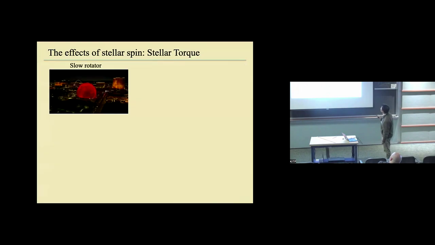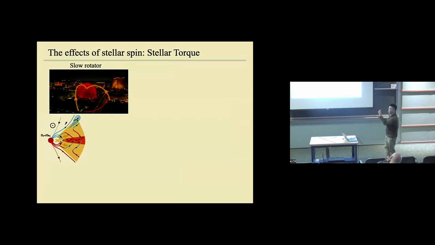Okay. So finally, talking about the stellar torque. I used the Las Vegas sphere to demonstrate this idea. Imagine this is a central star, and this is an accretion disk around the central star. For a slow rotator, the star does not rotate, the disk rotates. Imagine you have a magnetic field line connecting the star and the disk. But because the disk rotates, the anchor point at the disk will be dragged forwards, and the anchor point at the star will not be dragged forward. So in this case, the field lines will be in the opposite direction to the rotation.